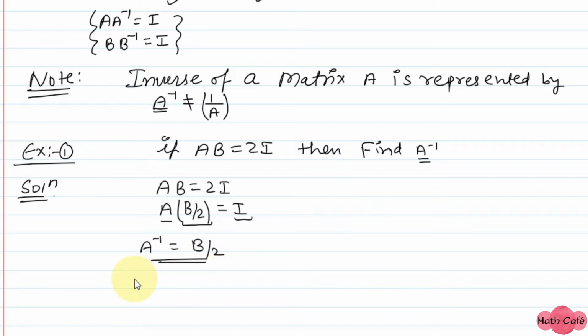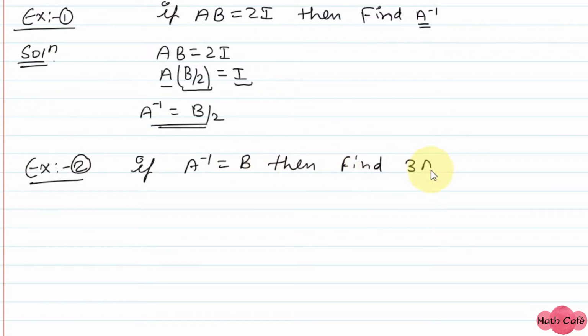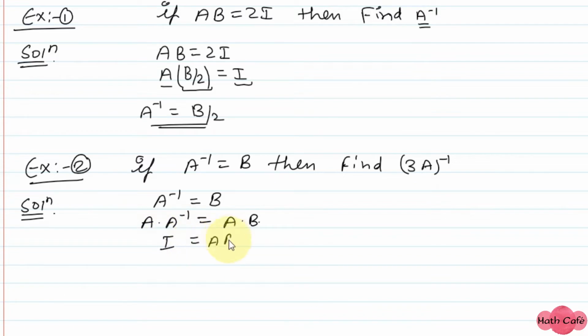Okay, in the second example, if it is given to us that A inverse is equal to B, then we need to find 3A inverse. Alright, so let's proceed with solution. So here A inverse is given to us, this is equal to B. If I pre-multiply by A on both sides, then left hand side will become A multiplied by A inverse, that is equal to A multiplied by B. So as we know that A into A inverse will be I, so I is equal to AB, or I can write it as AB is equal to I.